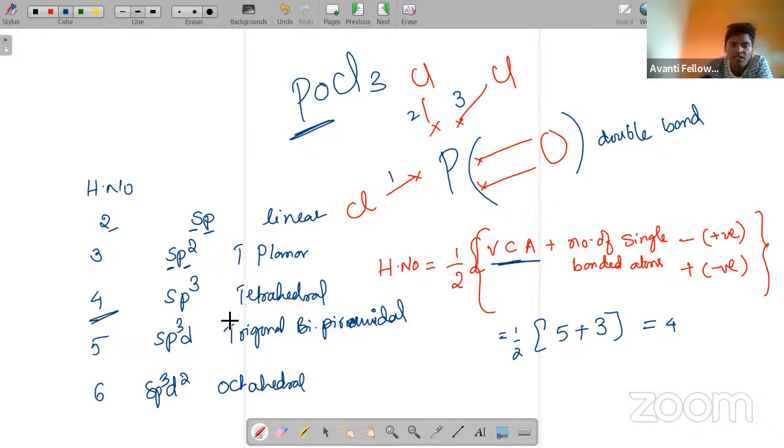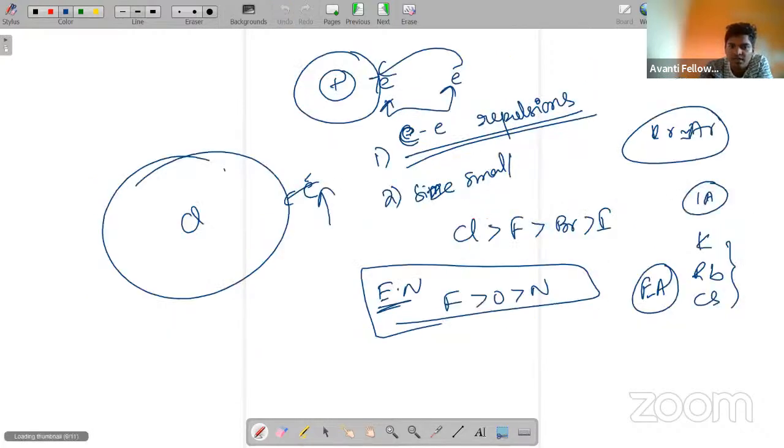So sp3, that is tetrahedral, and they are asking about the number of lone pairs present here. There is no lone pair, all are bonded pairs only. So 4 bond pairs and 0 lone pair. Here the double bond is also considered as a single bond when you are calculating the bond pairs. But when you are finding the hybridization, you don't consider it. So the total is 4 bond pairs plus 0 lone pair. I hope you guys are clear with this concept, right?